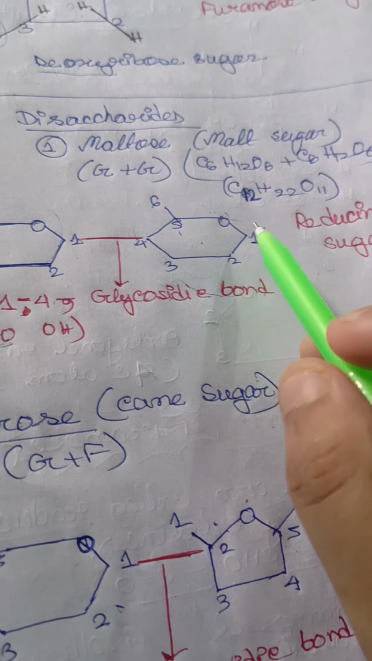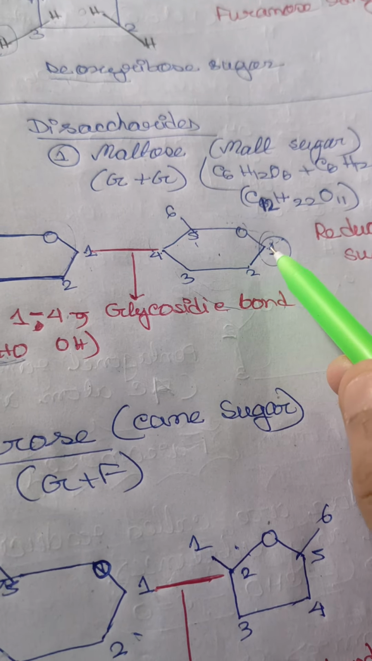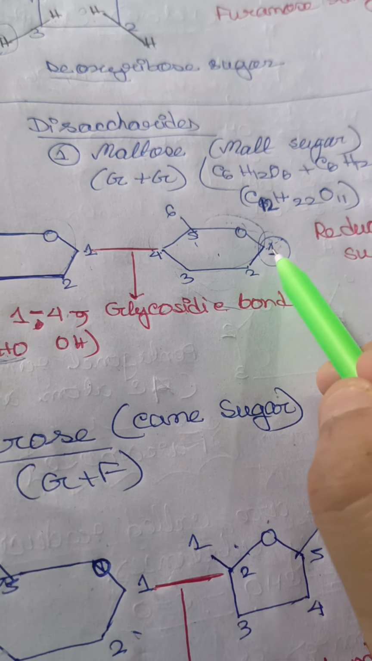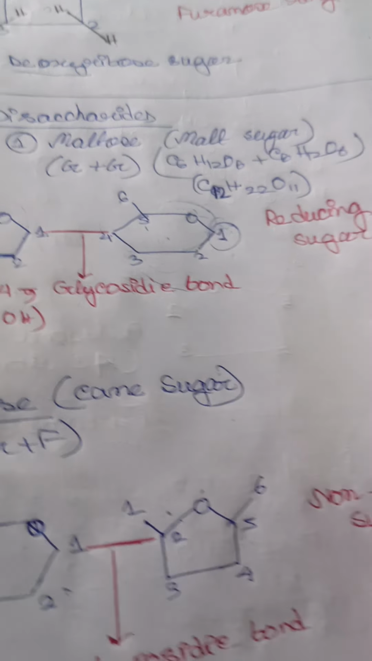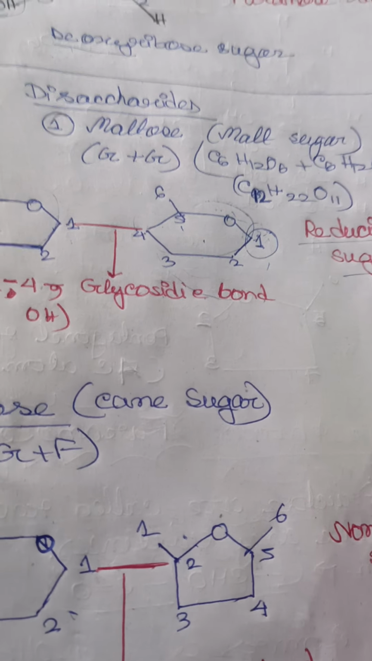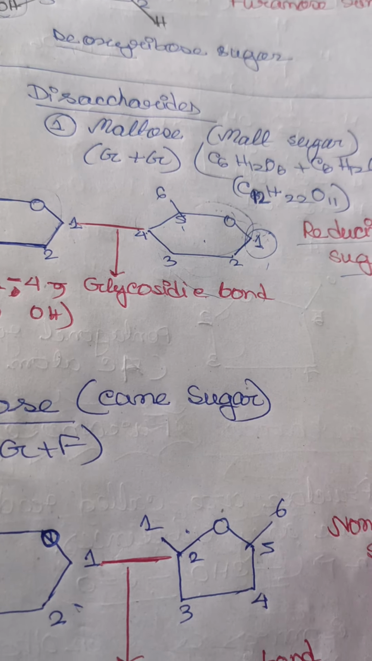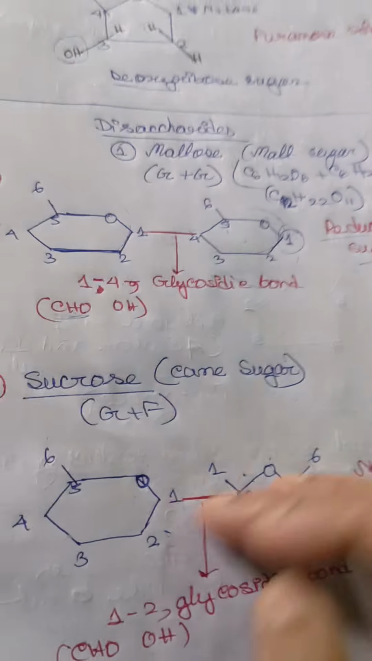But in this carbon, the aldehyde group is present in carbon number 1. In this glucose, the aldehyde group is present in carbon number 1. So one aldehyde group is present. That's why it will be a reducing sugar. And we know any structure that contains an aldehyde or keto group will be a reducing sugar.